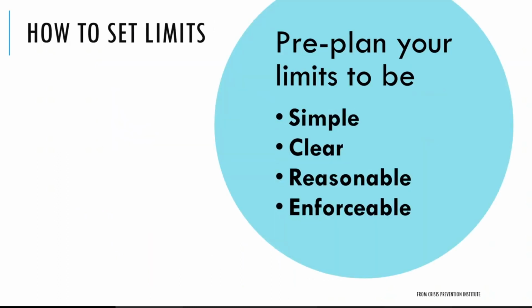So, how do we set those limits? How to set those limits? You have to pre-plan your limits to be simple. They have to be clear, reasonable, and enforceable. We as parents are sometimes surprised by the consequences or punishments that we establish when we are upset. You can't believe that you set that punishment. If we already know what the limits will be and everyone is consistent, it will be easier to enforce.